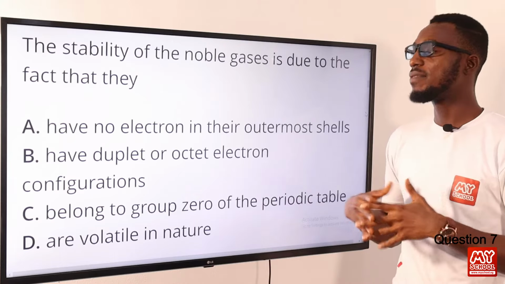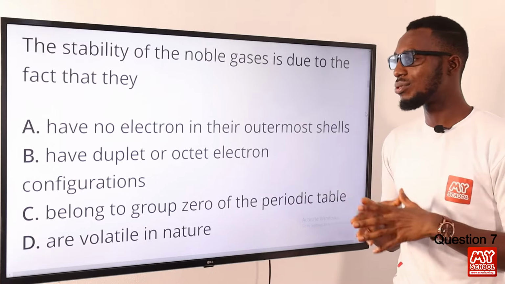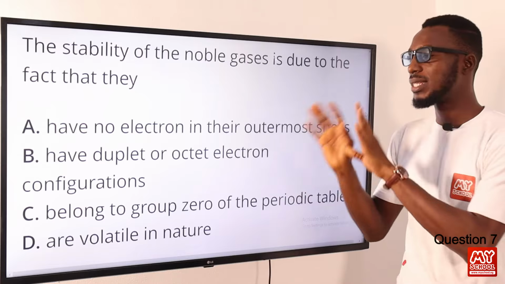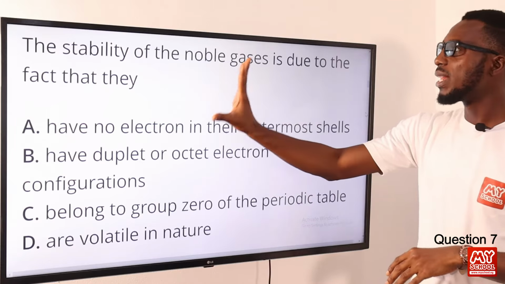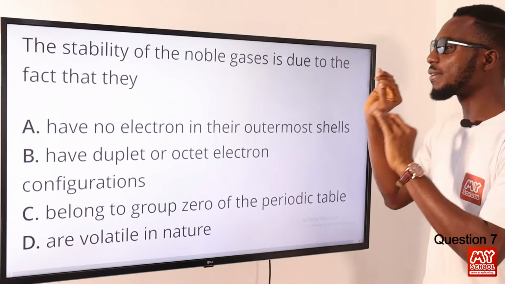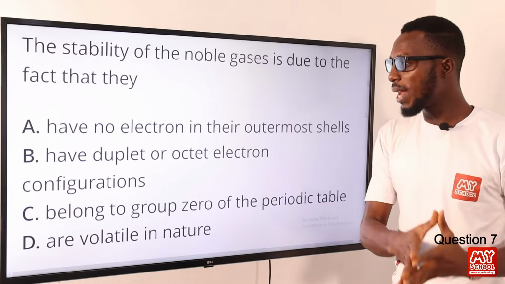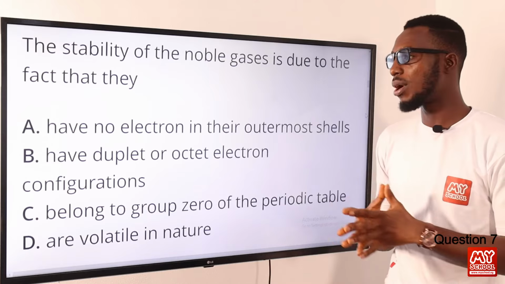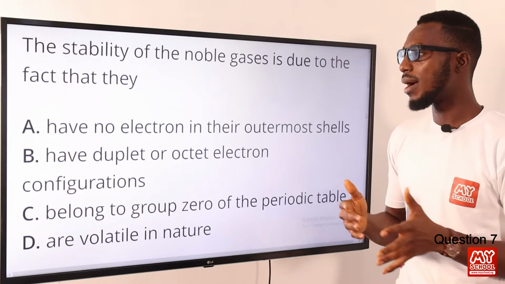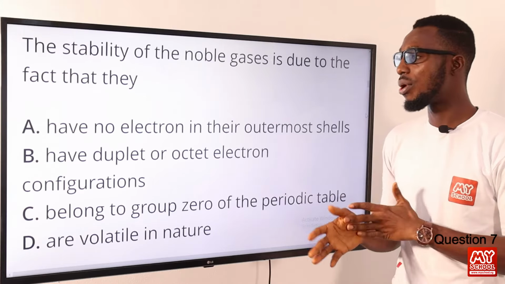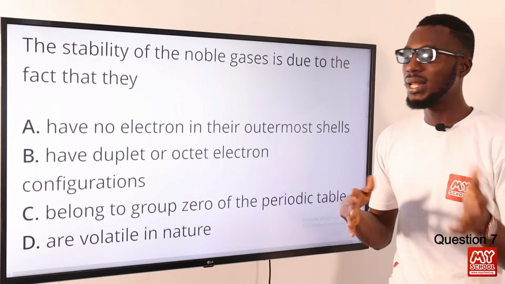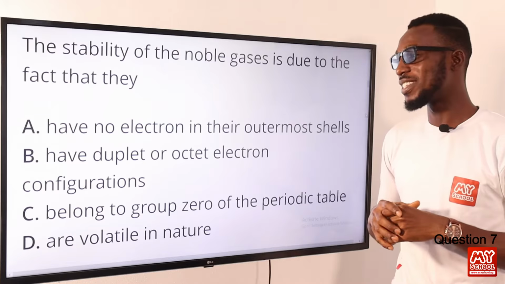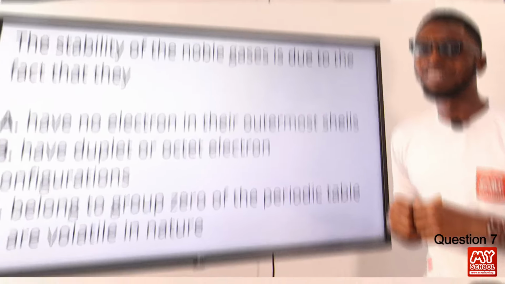If bonding is going to occur, then we are talking about other conditions, another setup entirely. But sticking with what I have here, the stability of the noble gases is due to the fact that they have the duplet or octet electron configuration. Then we have examples: neon, helium, argon, and many more like that. So the correct option here, according to the context of the question given to us, is option B.